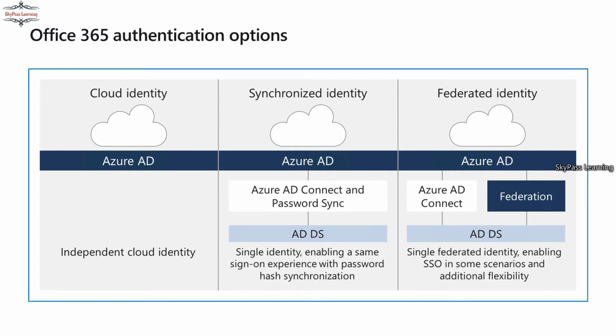The third one is federated identity. In federated identity, it works in a two-phase way. First, you have to use Azure AD Connect to sync your account information to the cloud, and second, you have to publish your federation services, that's ADFS, to authenticate user accounts. In this scenario, single sign-on or SSO will work.